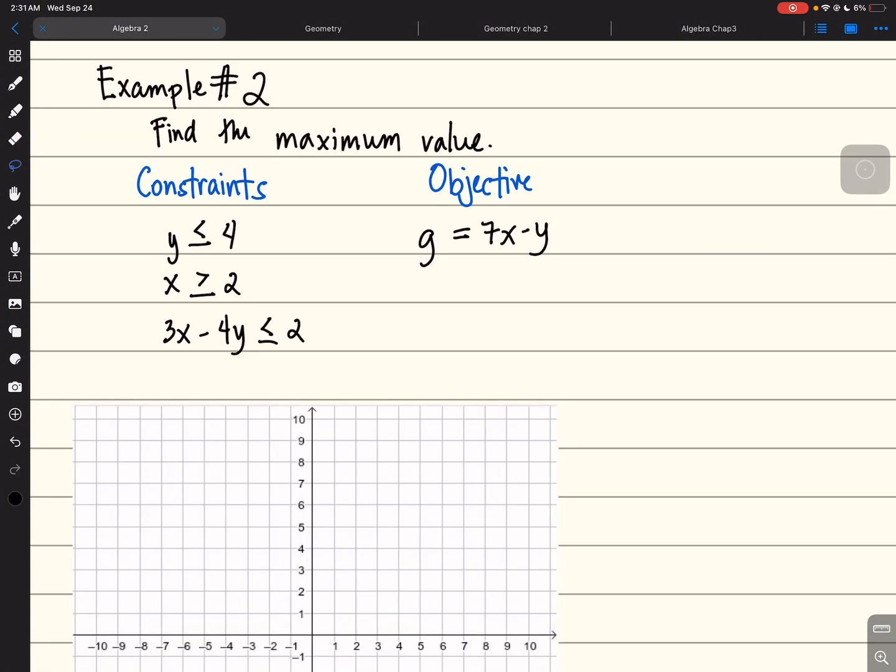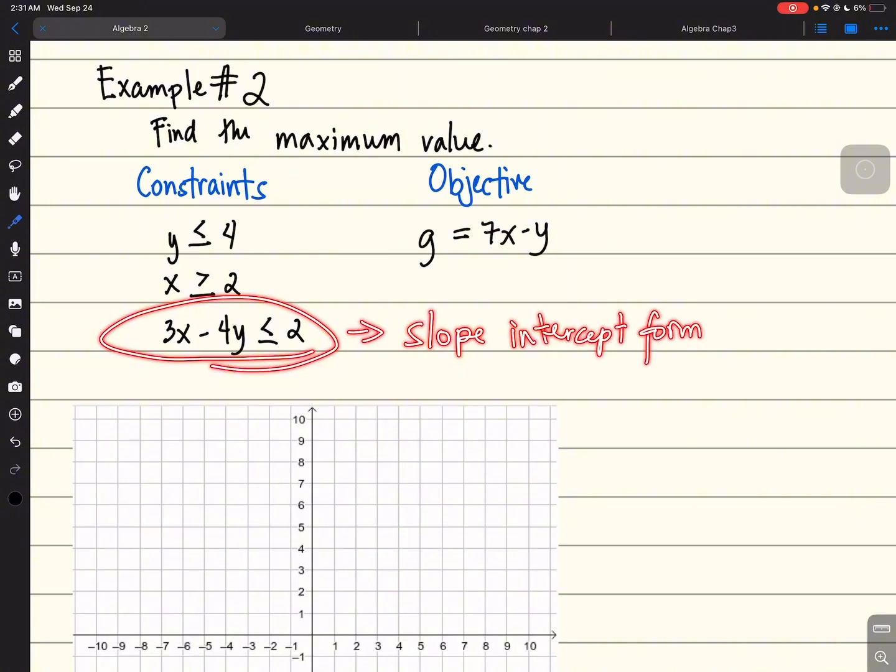How about this example number 2? On example number 2, we're going to find the maximum value of this objective function, which is g equals 4x minus y. And then these are the inequalities or constraints. So y less than or equal to 4, x greater than or equal to 2, and then for the third inequality, we're going to transform it first into slope-intercept form so that we can graph it.